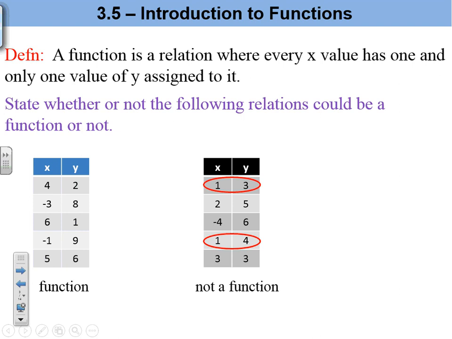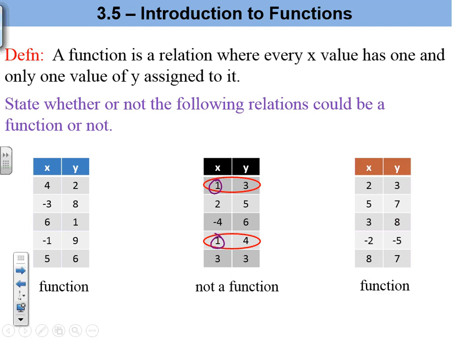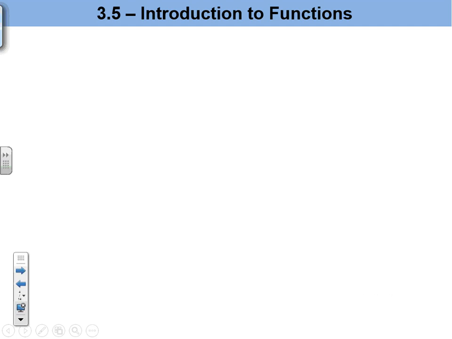Here, then the one to the right of it, the 1 repeats itself here and here in the table. So because the x numbers repeat themselves, we would say that relation is not a function. And same thing with this last one here. None of the x numbers repeat, so that is a function. So this is one way that we can establish if a relation is a function or not: do the x numbers repeat? If they do, it's not a function.